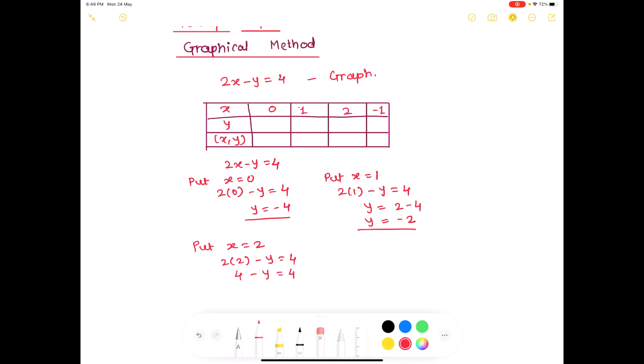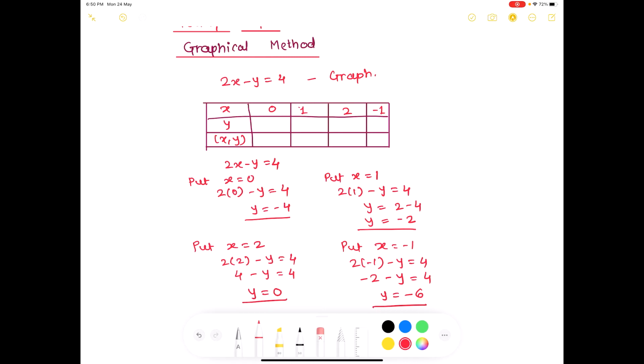So we will get y is equal to 0. Okay. Next, put x is equal to minus 1. So 2 into minus 1 minus y is equal to 4. That is minus 2 minus y is equal to 4. So what will be y? y will be minus 2 minus 4. That is minus 6. All of you got it?